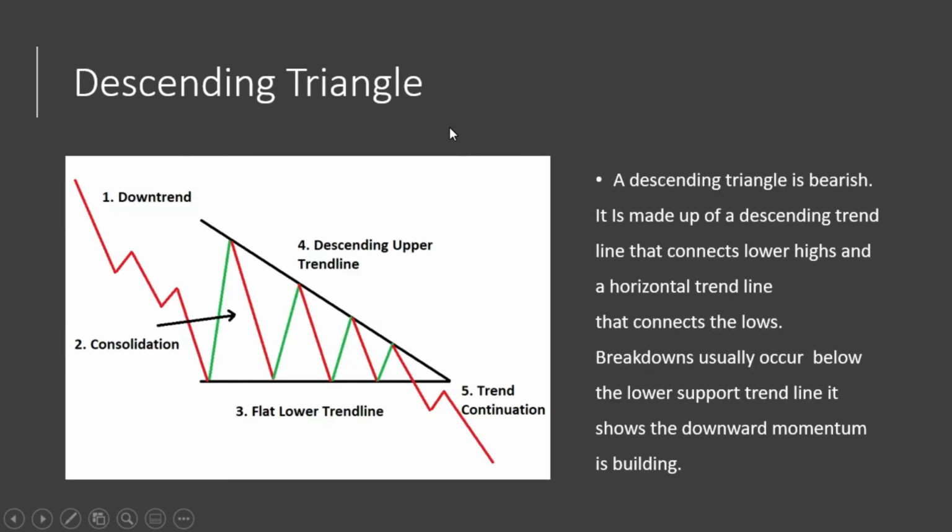Now if I'm trading the descending triangle, I could play this as well, but I would be playing it from the short side rather than the long side, right? A descending triangle is bearish. It is made up of a descending trend line that connects lower highs and a horizontal trend line that connects the lows. Breakdowns usually occur below the lower support trend line. It shows the downward momentum is building up.